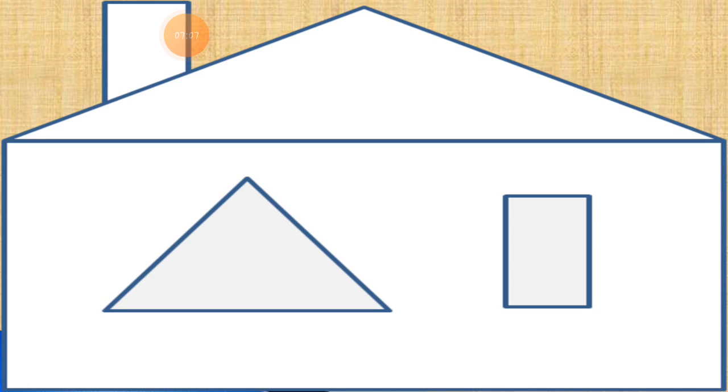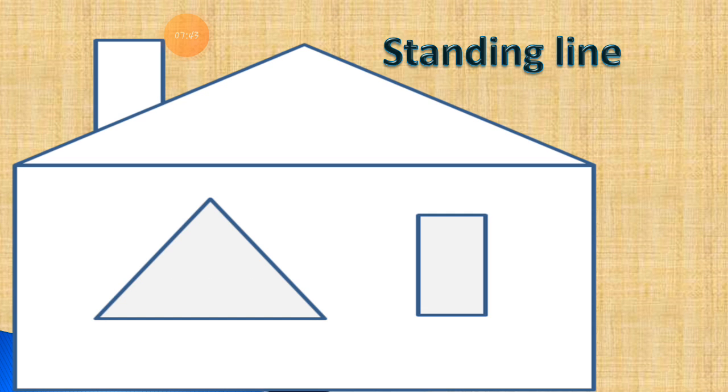Now here is a house totally made with lines. Only 3 lines are there in the house. First is a standing line, then a sleeping line and a slanting line. This house is made with just 3 simple lines. Nothing hard in this, and we have to find how many standing lines, how many sleeping lines, and how many slanting lines are there. We have to find out from this house.